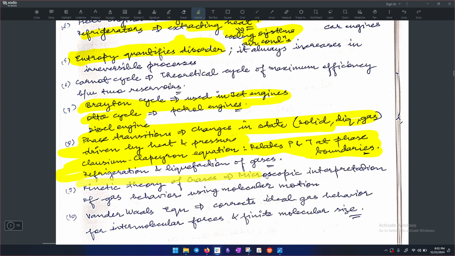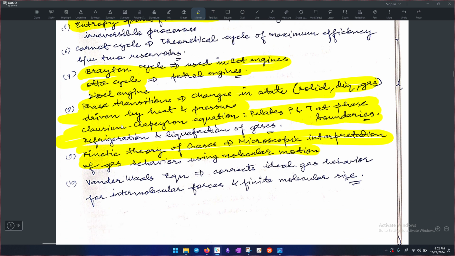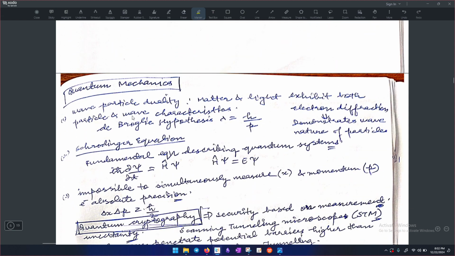Kinetic theory of gases, microscopic interpretation of gas behavior using molecular motion. Van der Waals equation corrects ideal gas behavior for intermolecular forces and finite molecular size.